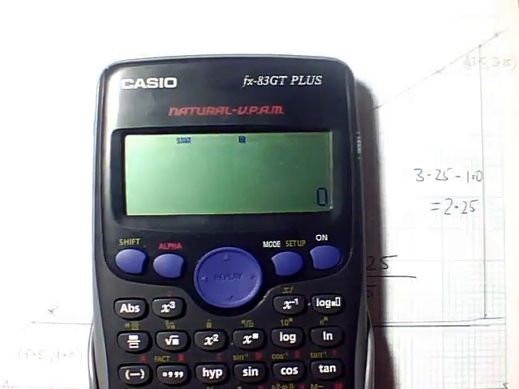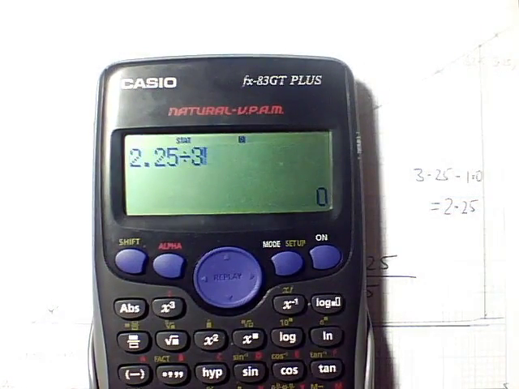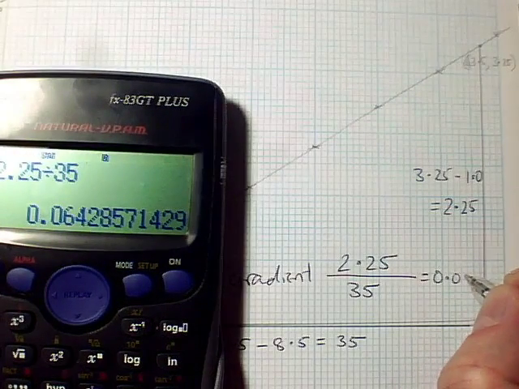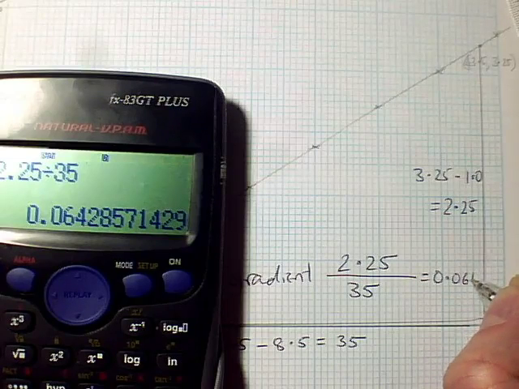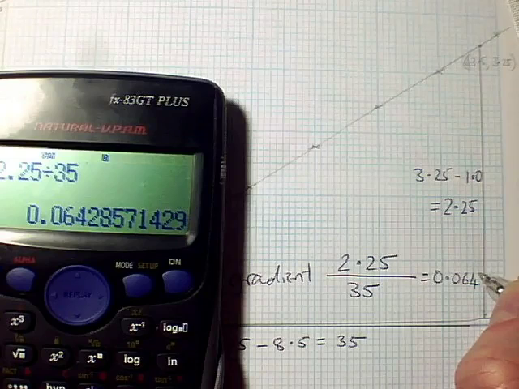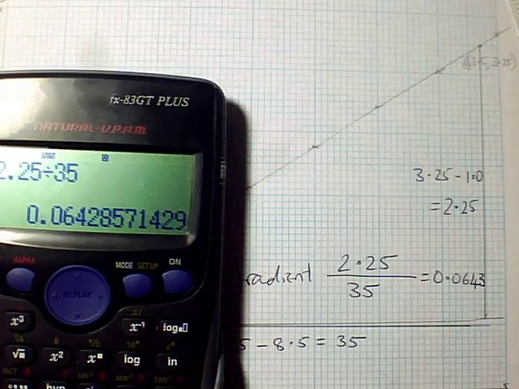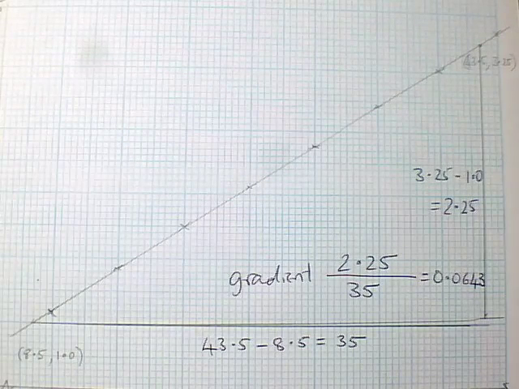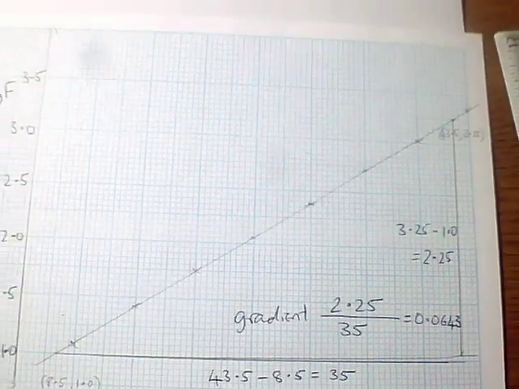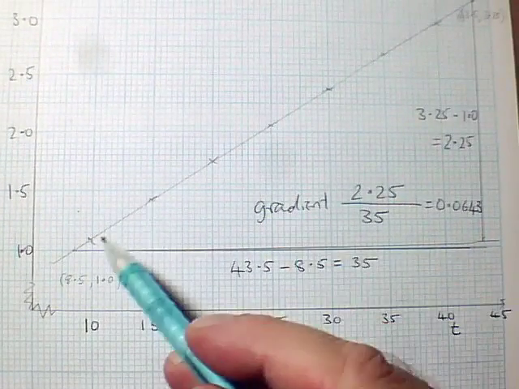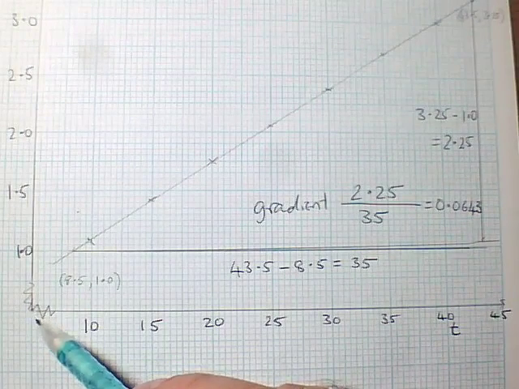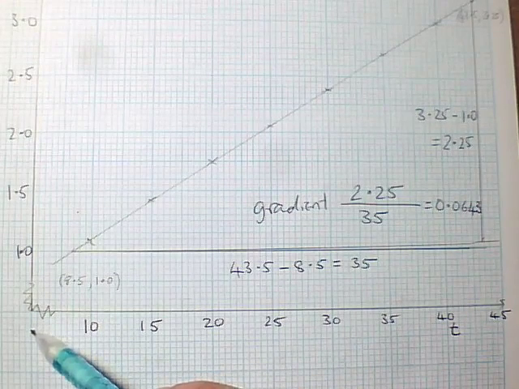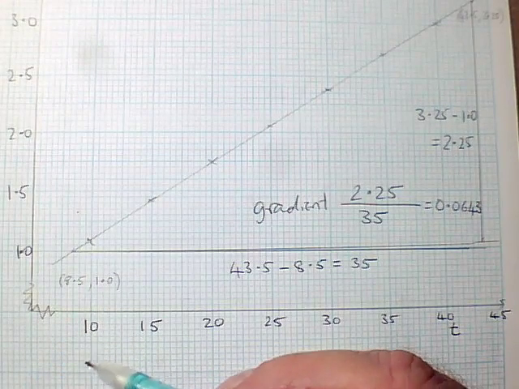Okay, so I can do that on my calculator. 2.25 divided by 35 equals 0.064263. I'll record it to 3 significant figures. There we go. And now I've got a gradient, I can go on and find the y-intercept. However, I've got to be careful here. Can I just extend the graph back and cross the y-axis? No, I can't, because I have a broken scale here. This value here is actually, on this scale, it would be 5, not 0. So I can't use the graph to read off the y-intercept.